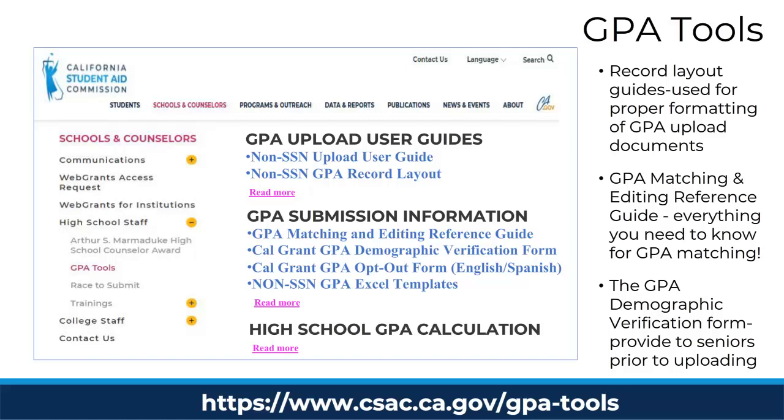There's also the Cal Grant GPA opt-out form, which is where schools are required to provide this no later than January of the student's junior year. There's the Non-SSN GPA Excel template, which can be used to create a text file to prepare your file for GPA upload. However, this is only needed if your school's student information system does not produce an upload-ready text file. Finally, the high school GPA calculation has detailed information on failing grades.